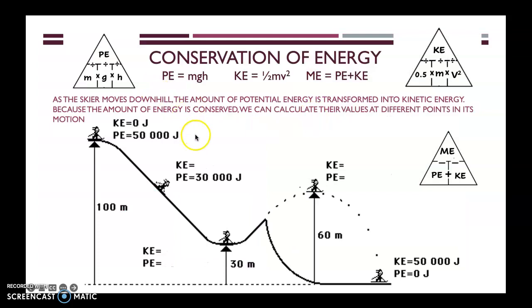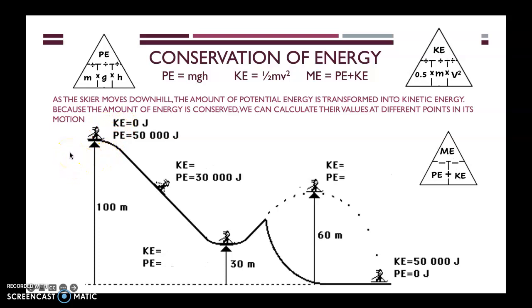So let's look at this example. A skier moving downhill, going on a jump, and we're going to look at how their potential and kinetic energy changes. To start off, we have our skier here at a height of 100 meters, and we're given a total potential energy of 50,000 joules. They're not moving yet, so their kinetic energy is 0.